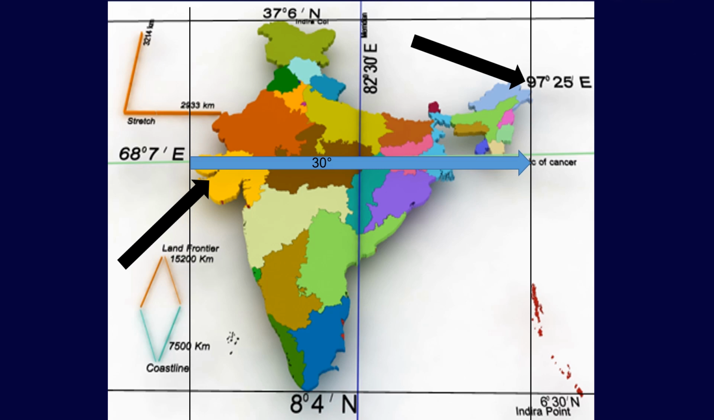But the watches show the same time. Why? Because the same standard time meridian has been adopted for the whole country. The standard meridian of India, 82 degrees 30 minutes east, passes through Mirzapur in Uttar Pradesh. So, what is the standard meridian of India? The standard meridian of India is 82 degrees 30 minutes east. It is taken as the standard time for the whole country, so the watches show the same time everywhere.